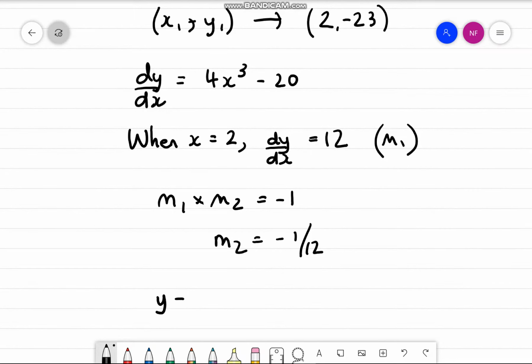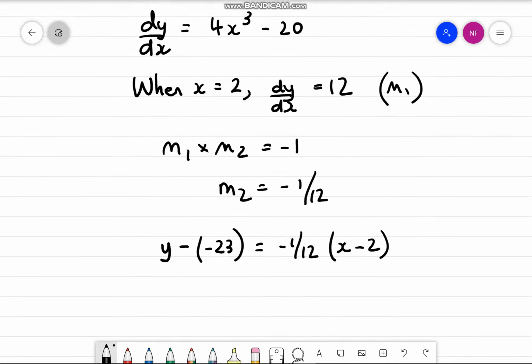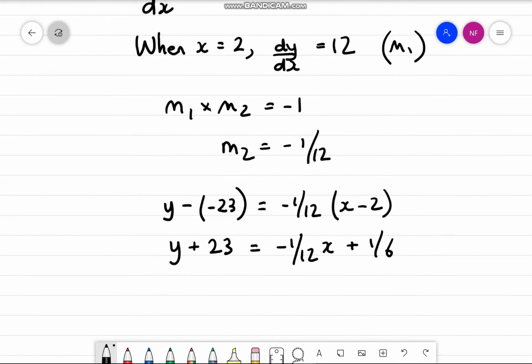So y minus, again, be careful with the brackets, minus 23 is equal to minus 1/12 x minus 2. This can be written, expanding it, just y plus 23 is equal to minus 1 over 12x plus 1 over 6. We typically don't like expressing as a fraction, so we want to expand it, and in order to remove the fractions, we multiply everything by 12. So we can say that 12y plus 276 is equal to minus x plus 2.